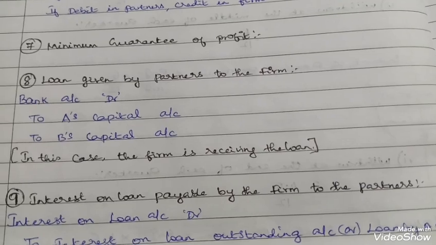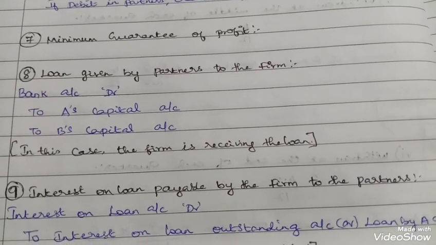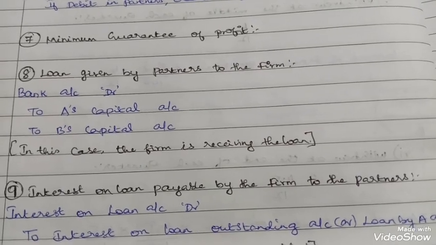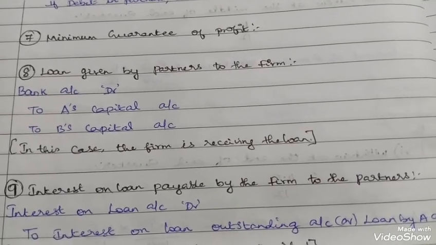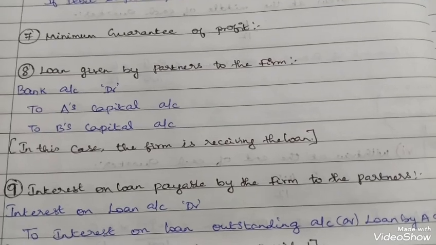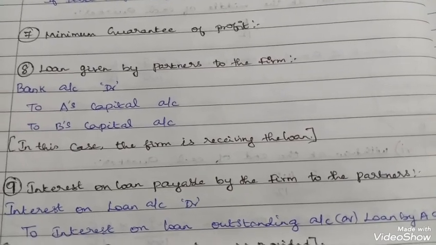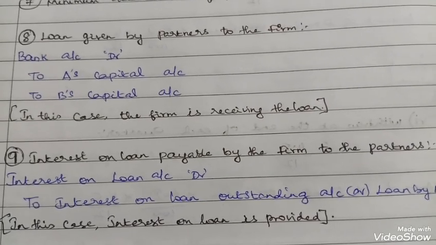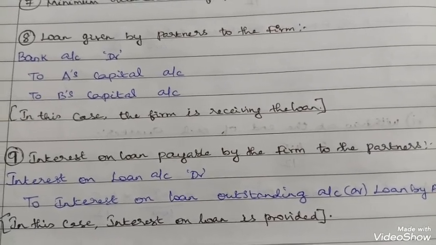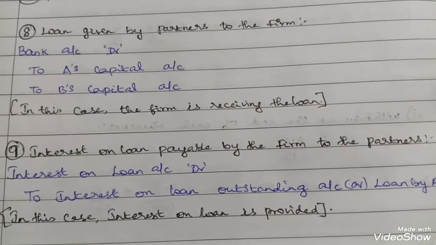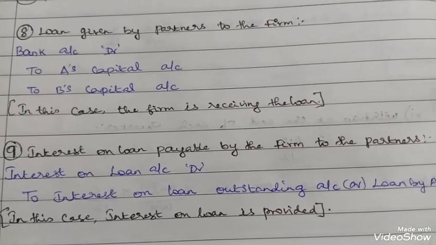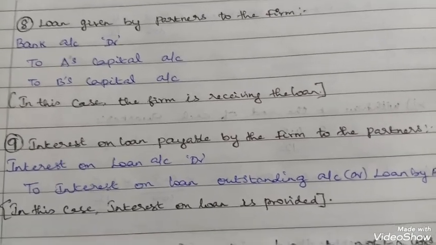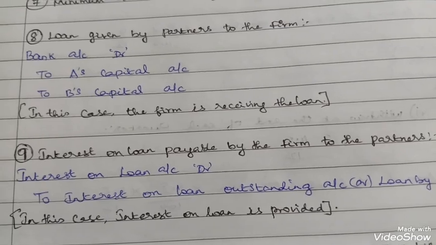That's all. Next, loan given by partners to the firm. What should be the journal entry? In this case, the firm is receiving the money. So bank account debit to the partner's loan account. After receiving the loan, the firm has to pay interest on the loan. When the firm is paying the interest on loan or it becomes payable, it has to be entered as interest on loan account debit to interest on loan outstanding account.